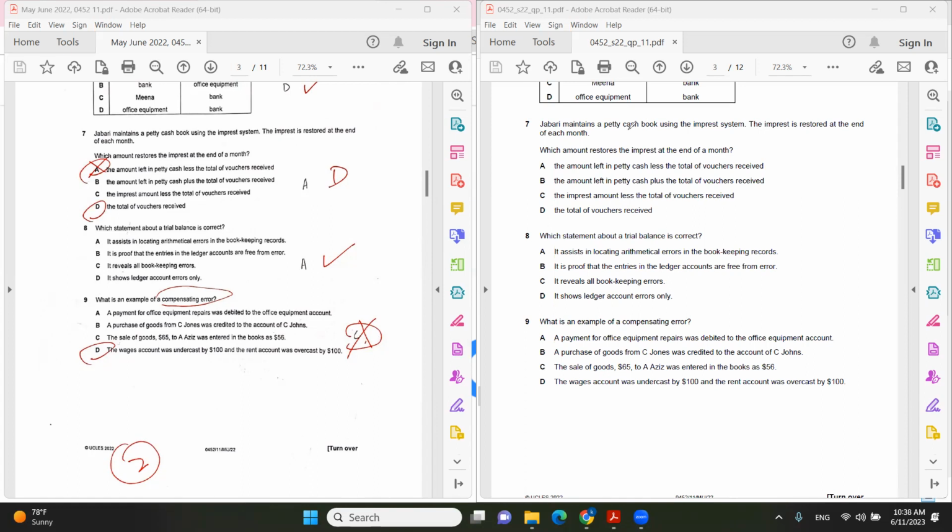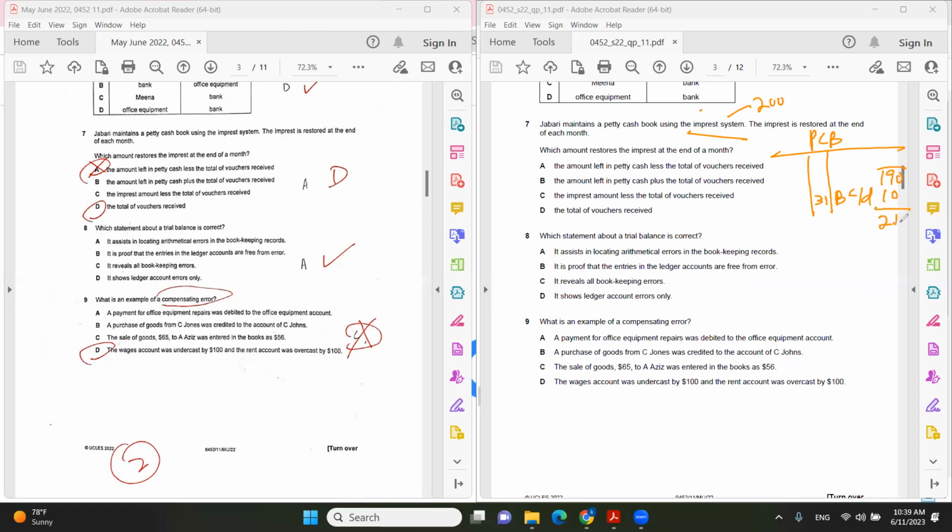Jabari maintains a petty cash float using the imprest system. Imprest system means the same amount at the beginning of the month. The imprest is restored at the end of each month. Which amount do we restore the imprest at the end of a month? So let's say you have a T account for the petty cash float, and you already spent up to the last day, let's say 31st, your balance c/d, you are left with $10. Your imprest amount, let's say, is 200. That means you already spent 190.